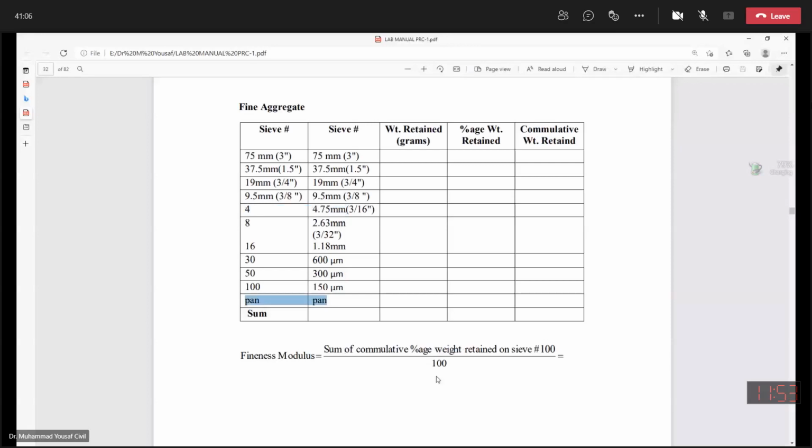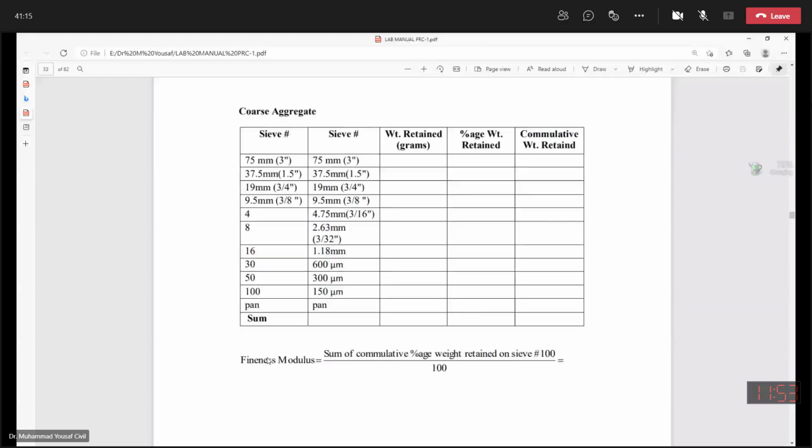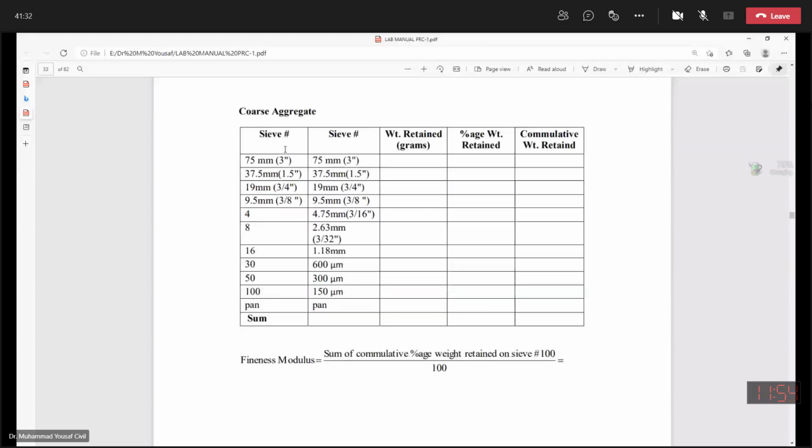Similarly, the same will also be repeated for the coarse aggregate, that you will be having the same set of sieves which have been used for the fine aggregate, and then you will be putting the material in the top sieve. Then you will perform the sieving process. You will see that the material will not be passing through all these sieves.